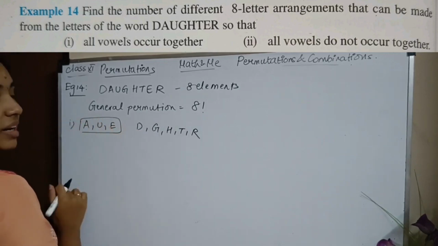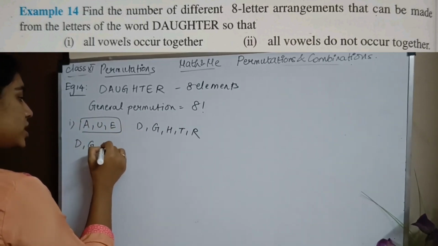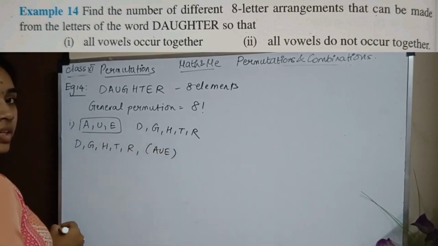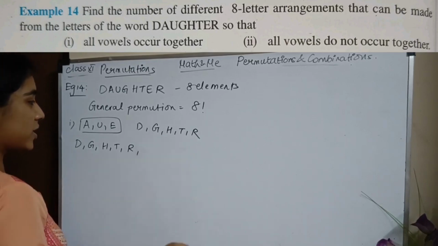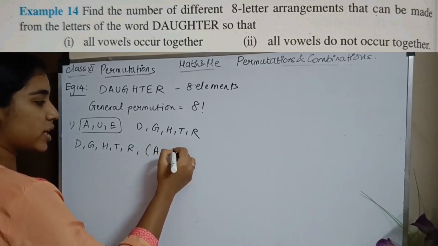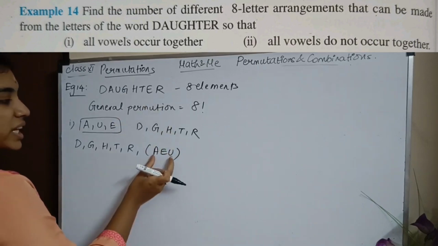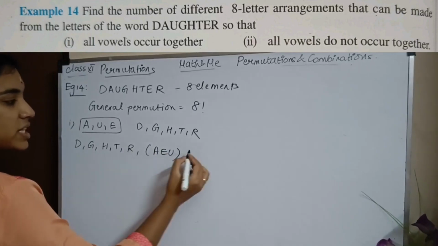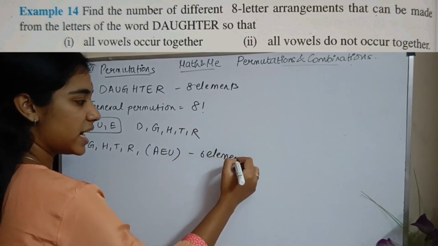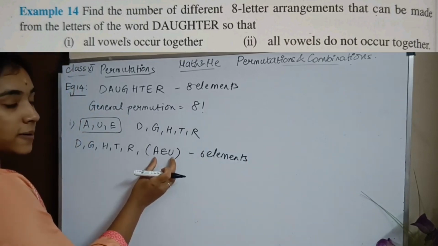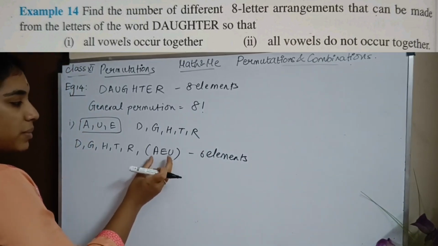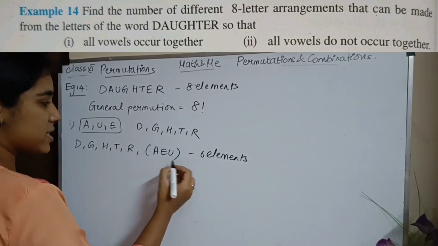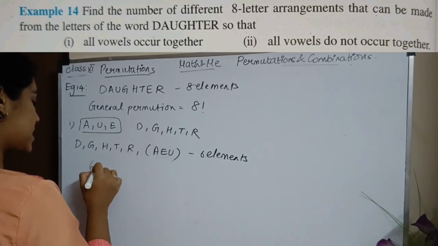I have to have my vowels together, so I am going to treat them as a word. So I have D, G, H, T, R, and A, E, U. Okay, this is not a union, please don't get confused. I am writing A, E, U. I'm going to treat this as one letter. Now how many elements do I have? 1, 2, 3, 4, 5, 6. I have 6 elements. Basically I want my vowels to be placed together, so I take them as one element. But within this, the vowels can interchange their places in 3 factorial ways. Correct? So this is basically 6 factorial.